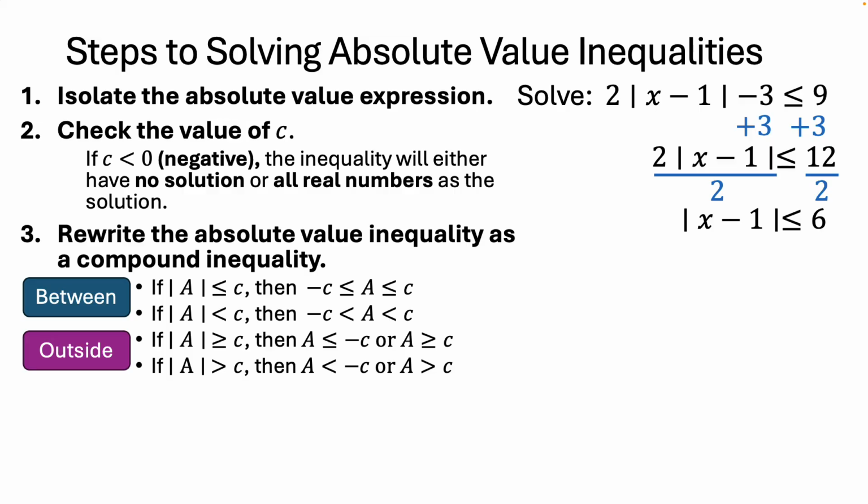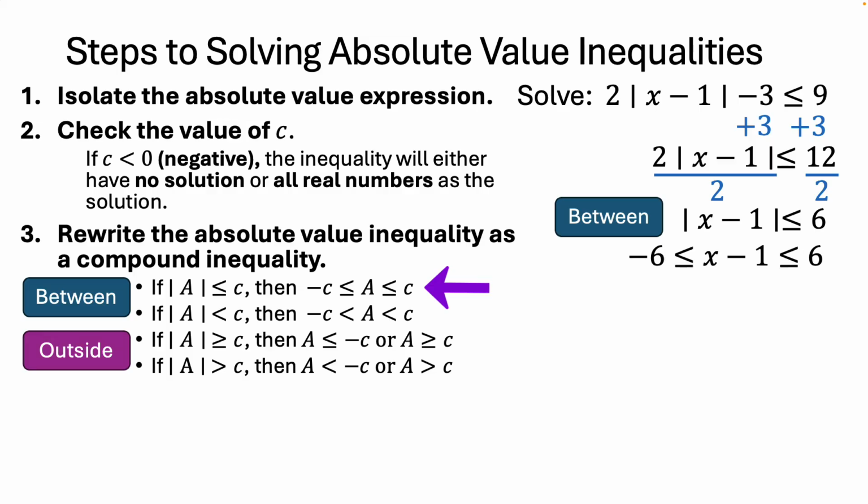Let's look back at our inequality and determine if we are in the between case or the outside case. In this case, we have the absolute value of x minus 1 is less than or equal to 6. Less than lands in the middle, so this is telling me we're in the between case. So my solution set would be where the algebraic expression x minus 1 is between negative 6 and 6. So I'm going to rewrite this as negative 6 is less than or equal to x minus 1, which is also less than or equal to 6.